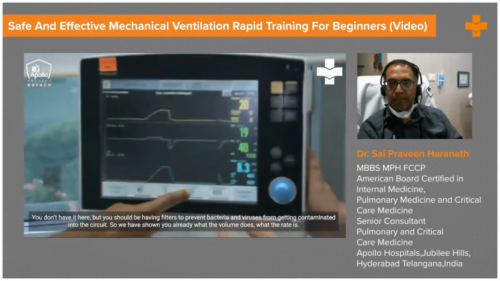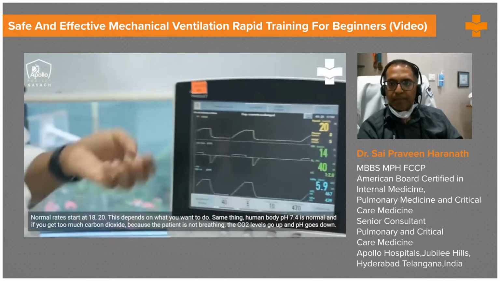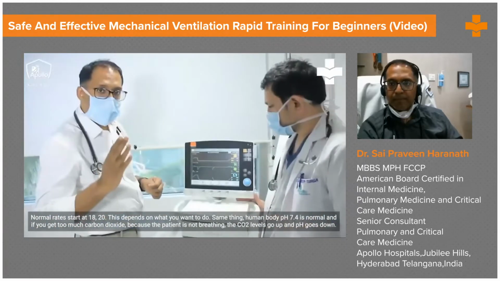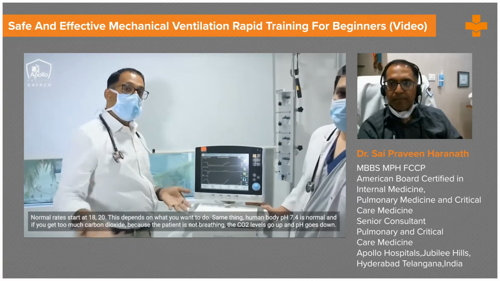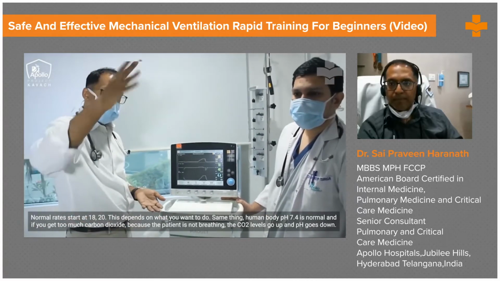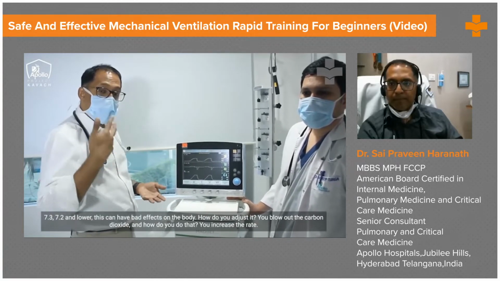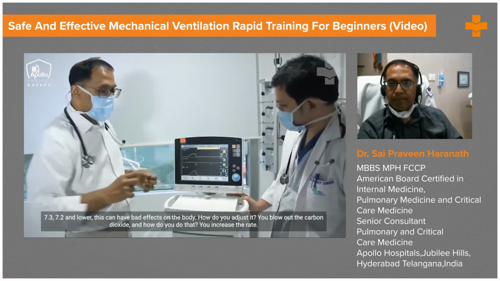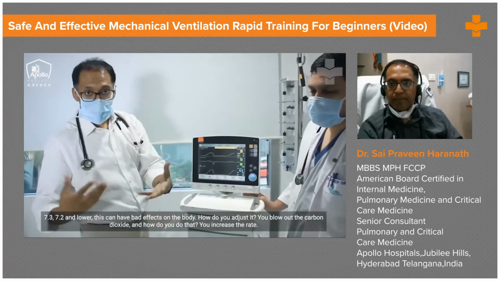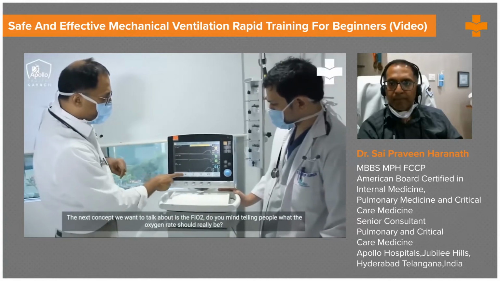We have shown you already what the volume does. We showed you what the rate is. For normal rates, you can start at 18, 20. It depends on what you want to do. Same thing, human body pH 7.4 is normal. If you get too much carbon dioxide because you're not breathing, carbon dioxide goes up and pH goes down, 7.3, 7.2, etc. That can have bad effects on the body. How do you adjust it? You blow out the carbon dioxide. How do you do that? You increase the rate.